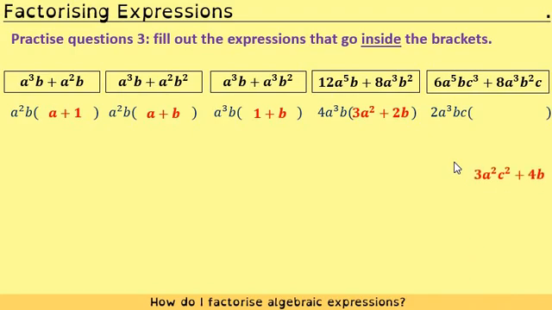Last one. Show the answer and go through it. 6 take out 2 gives me 3. A to the power of 5 take out a cubed gives me a squared. B take out b, cancels. C cubed take out c gives me c squared. Next term, 8 take out 2 gives me 4. A cubed take out a cubed, cancels. B squared take out b gives me just 1b. And then c take out c, cancels.